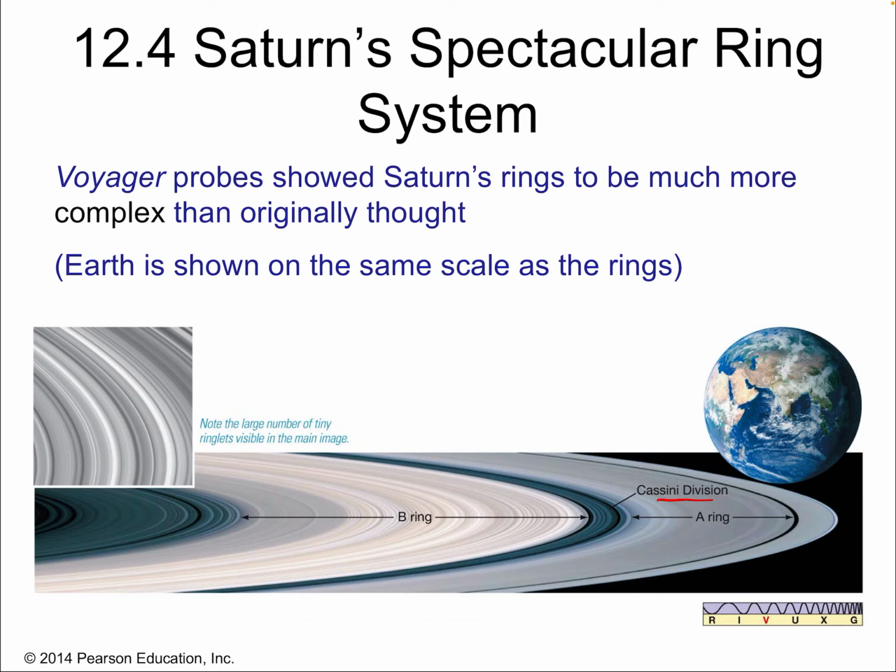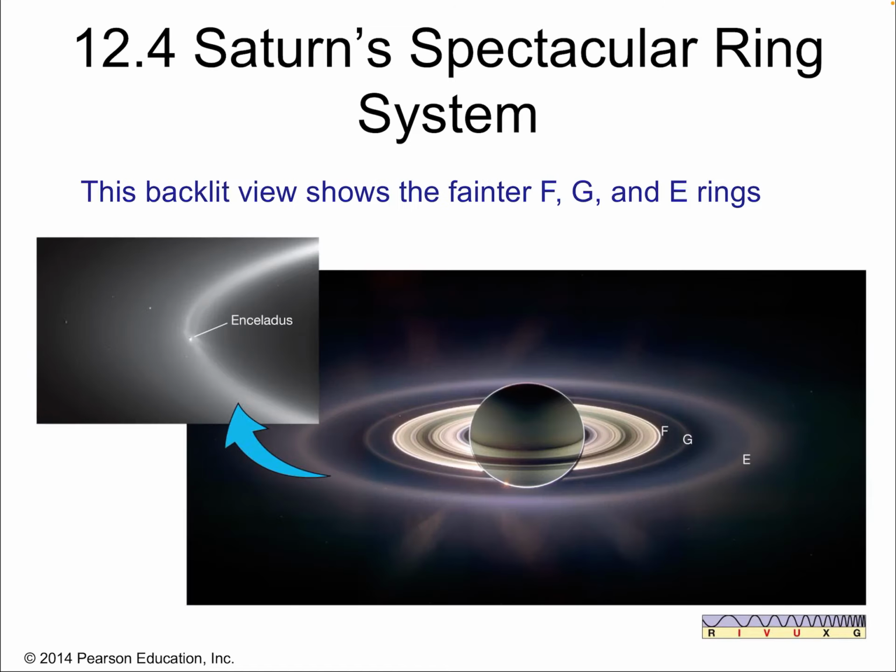And to show you the sheer size of the rings, we can see they are many times longer than the diameter of Earth. But they're only about a couple thousand meters thick. They're incredibly, incredibly thin. At their thickest, they're about 10 kilometers, so about 10,000 meters thick. Okay, but often they're just maybe 1,000 meters thick, the rings. So thin. Okay, this backlit view shows the fainter F and G and E rings. So you can see there are further out rings that are fainter.